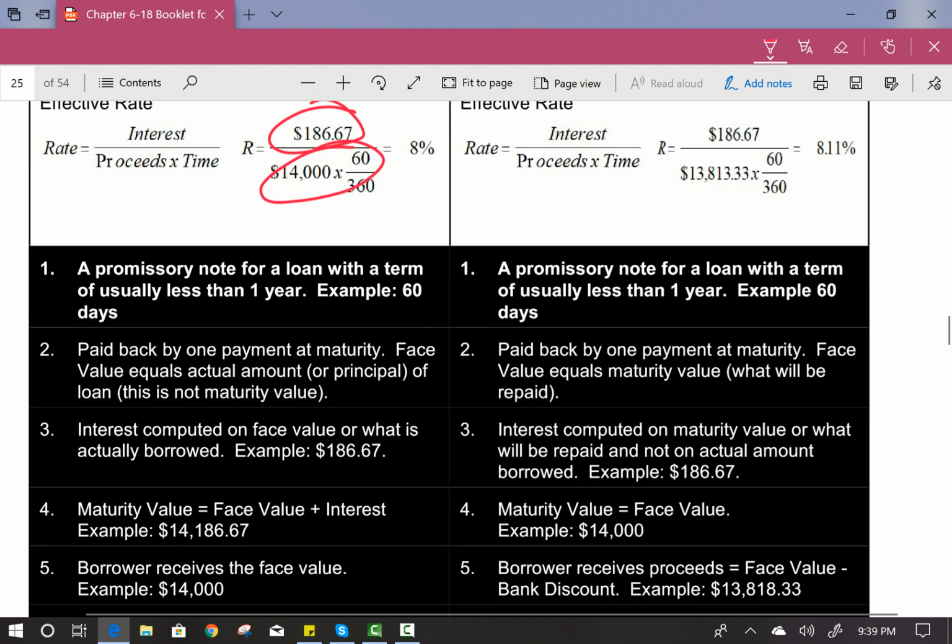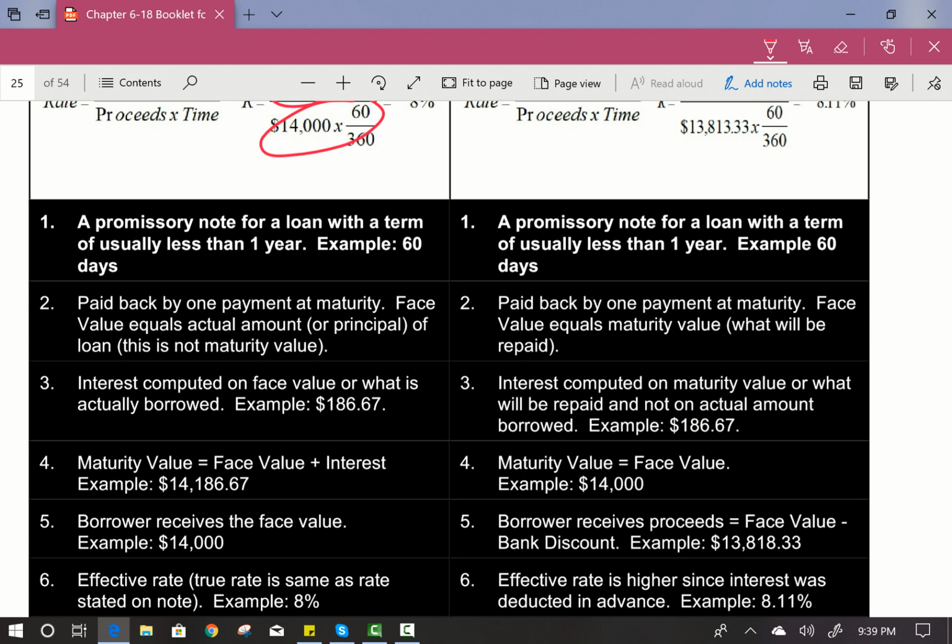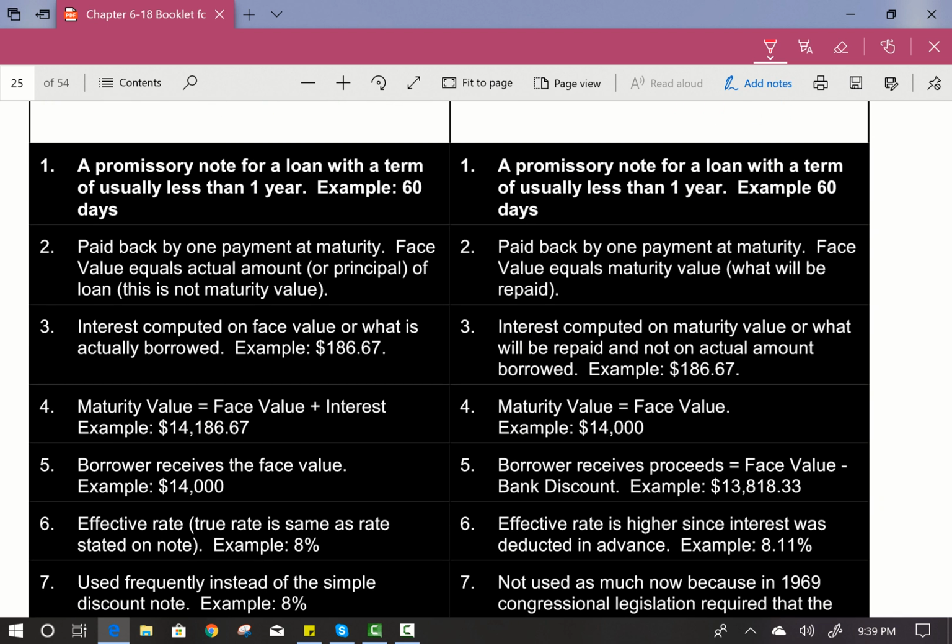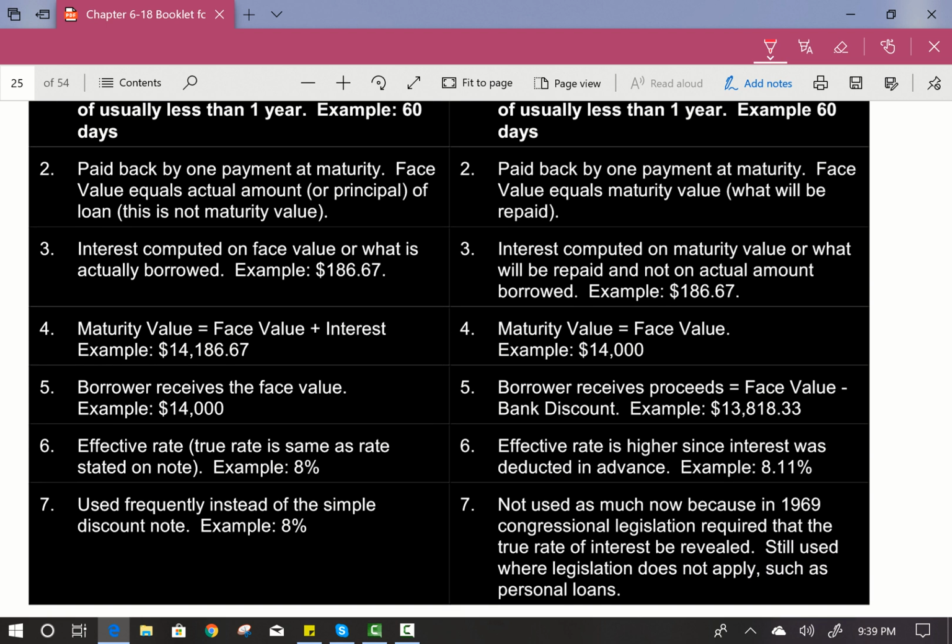Okay. A promissory note for a loan with a term of usually less than 1 year, for example, 60 days, is paid back by one payment at maturity. The face value equals the actual amount or principal of the loan. This is not the maturity value yet. The interest computed on the face value, or what is actually borrowed, is $186.67. So the maturity value is the face value of $14,000 plus the interest of $186.67.